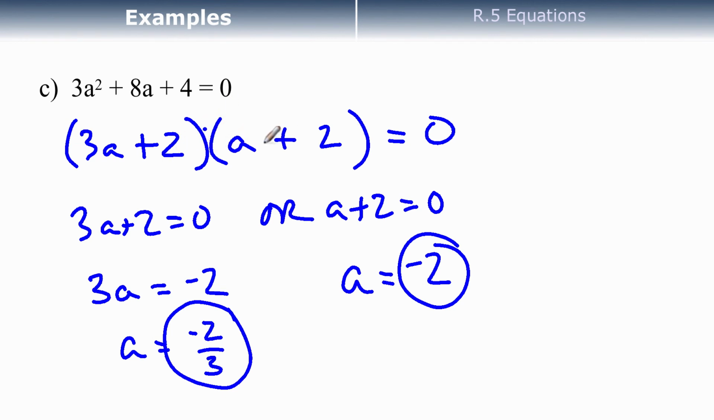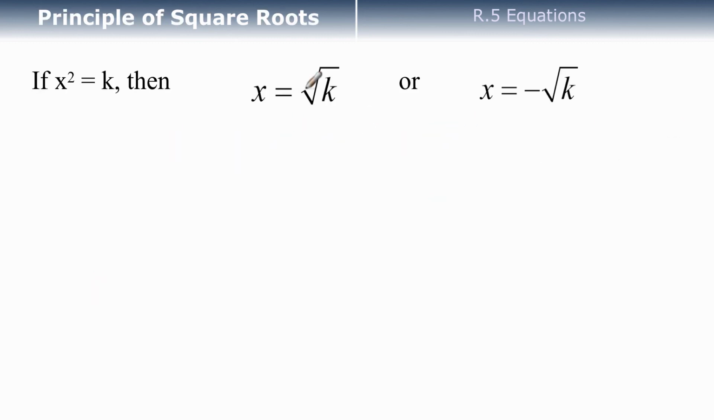Okay, so that's known as the zero property. Two things multiplied together give me 0. One of them has to be 0. Okay, the last principle we'll look at, I think, is something called the principle of square roots.